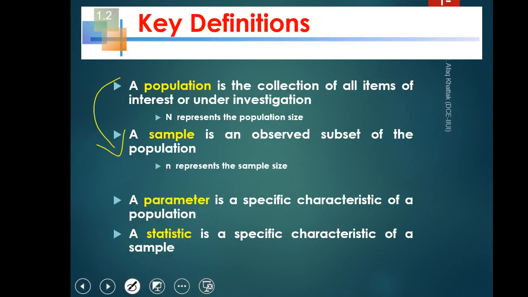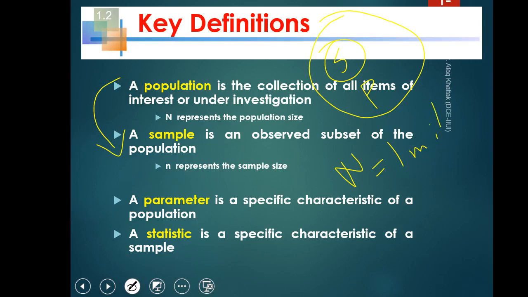So we can say that a sample is basically a subset of the whole population. If a population is represented by P, a sample is a part of that population. So a sample is an observed subset of the population. If we represent the total population of Islamabad as, let's say, 1 million, a sample might be just 100 people. So a sample is a subset of the population, but that sample should represent the whole population.